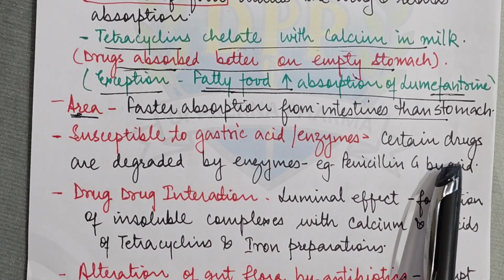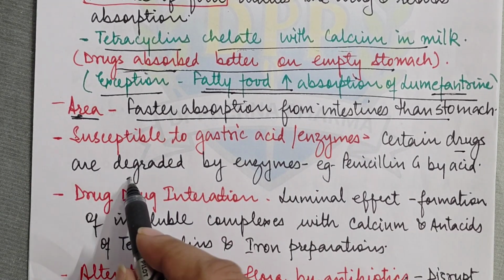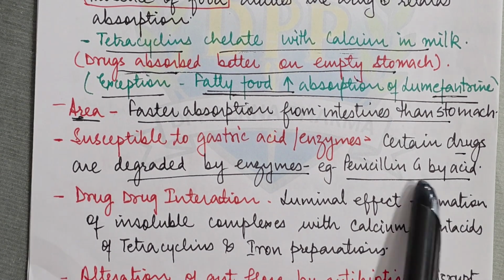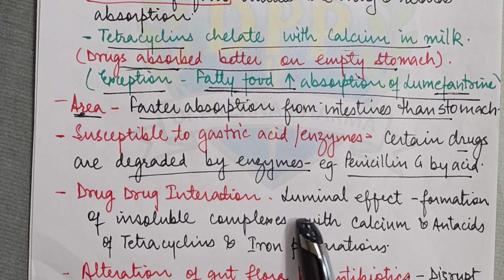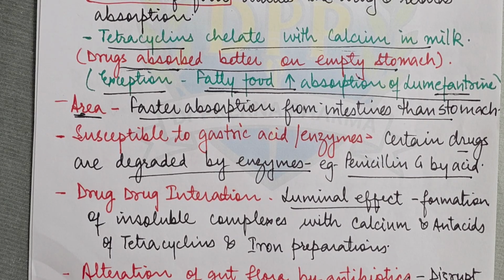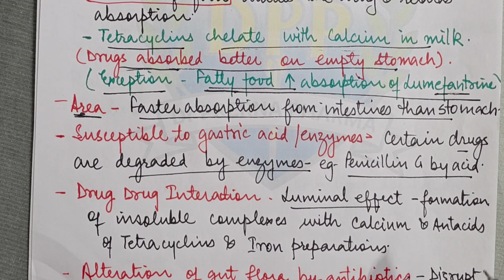Yes. Again, when you are taking a drug by oral route, drugs can be degraded by enzymes, like penicillin G is destroyed by the gastric acid. Then drug-drug interaction, and that is called a luminal effect. What happens is, when you take multiple drugs together, then one drug can alter the absorption of another drug.